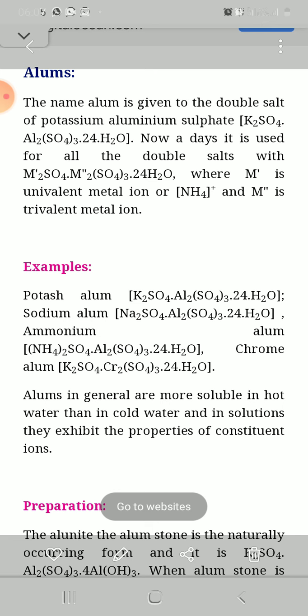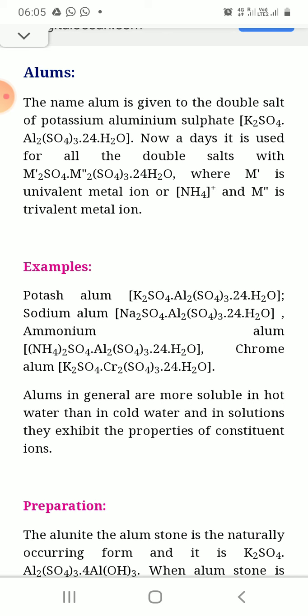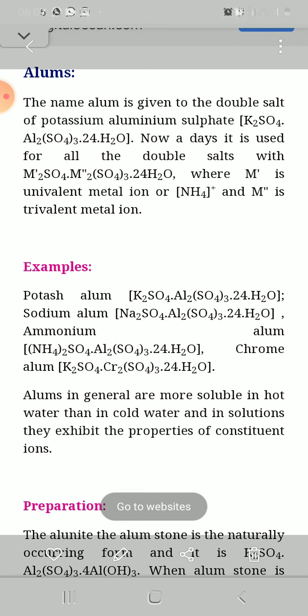So nowadays it is used for all the double salts with M2SO4 M2(SO4)3 24H2O. M means here univalent metal ion. Univalent means only one, or ammonium NH4, and M means trivalent metal ion here. So here NH4 plus, that is called ammonia, is trivalent. 3, tri means 3, you know that.